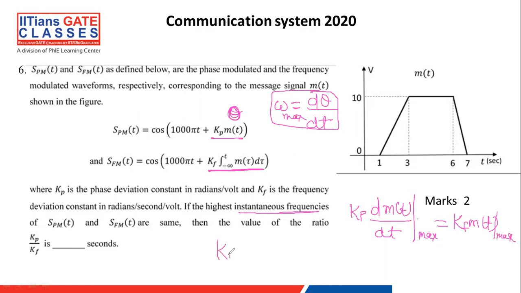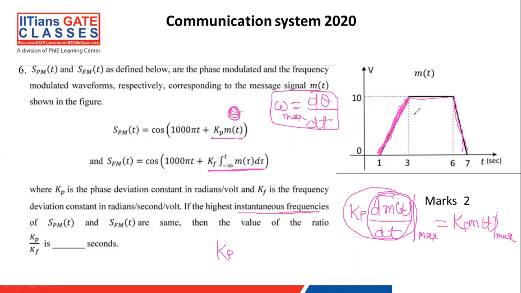Now Kp, this complete thing will be maximum when the differentiation of m(t) is maximum. The differentiation of m(t) is nothing but the slope of m(t). The slope of m(t) is maximum in this range. Here the slope is 0, here the slope is negative, and here the slope is positive. We won't take the negative because that will reduce the value, so we will take the positive slope. Here we need to calculate what the slope is.